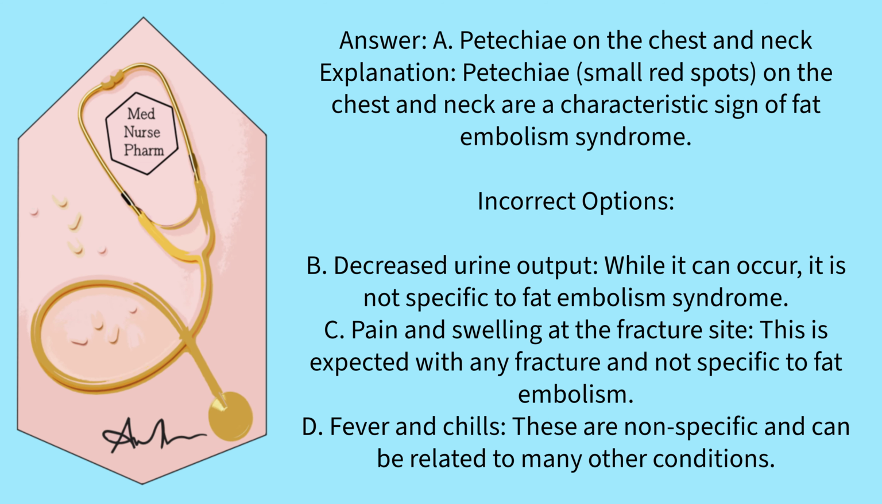If you chose option A, you are correct. Petechiae on the chest and neck. Petechiae, small red spots on the chest and neck, are a characteristic sign of fat embolism syndrome.